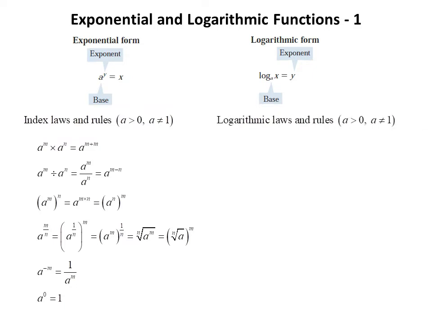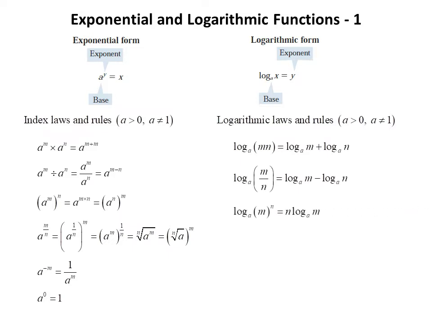As for the logarithmic laws, as can be seen, the logarithm of a product is the sum of their logarithms. The logarithm of a quotient is the difference of their logarithms. The logarithm base a of m to the n equals n multiplied by logarithm base a of m. The logarithm base a of 1 over n equals negative logarithm base a of n. The logarithm base a of a equals 1 and logarithm base a of 1 equals 0.